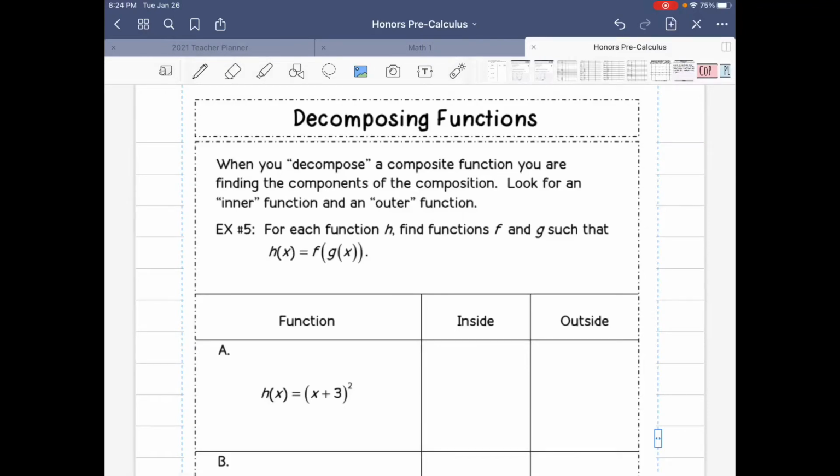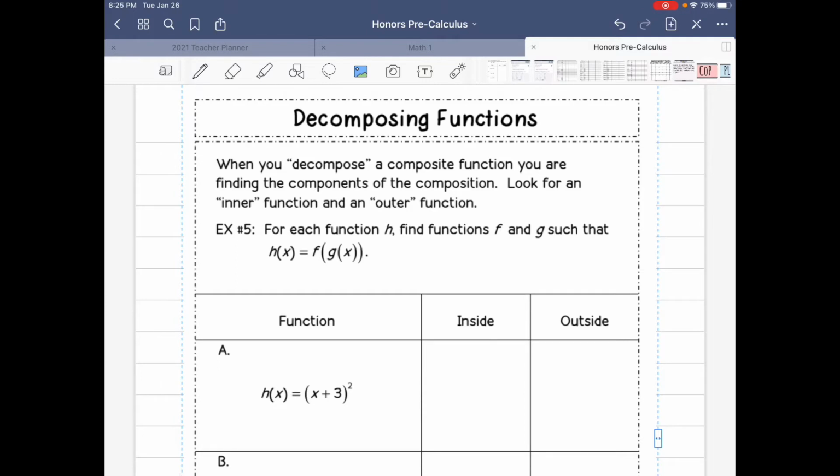All right, so for this quick lesson, we're going to be talking about decomposing functions. So basically, we're going to be working backwards. I'm going to give you what the composite function is, and then I'm going to ask you to tell me what was the input function, and then what function was it inputted into. So when you're decomposing, you're breaking those pieces back apart.